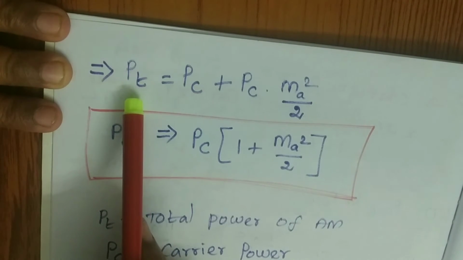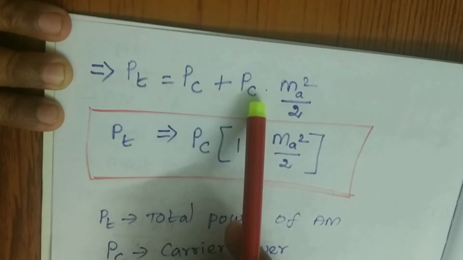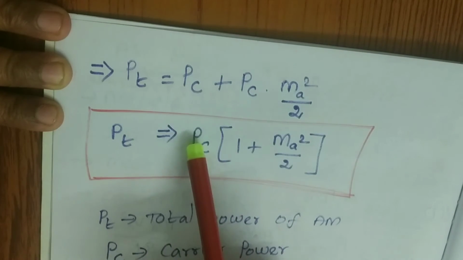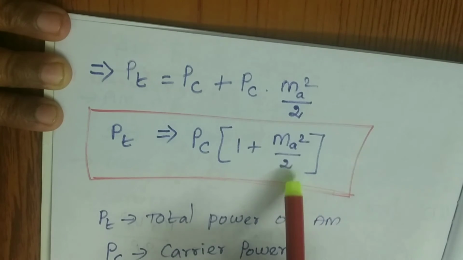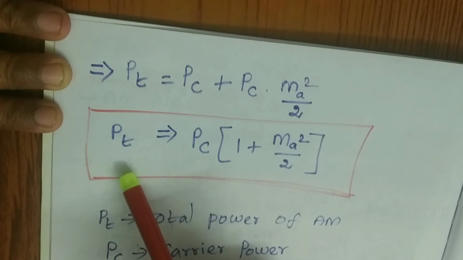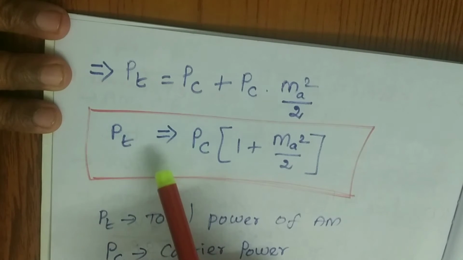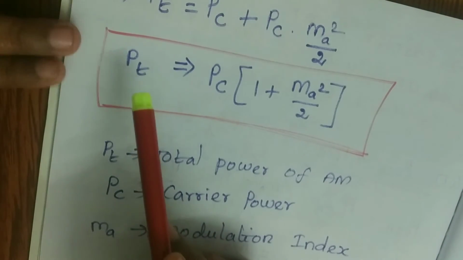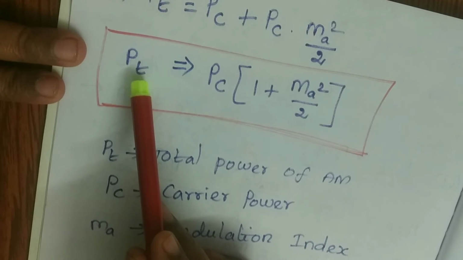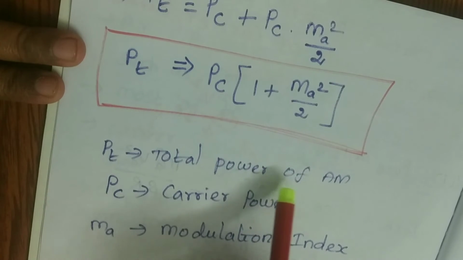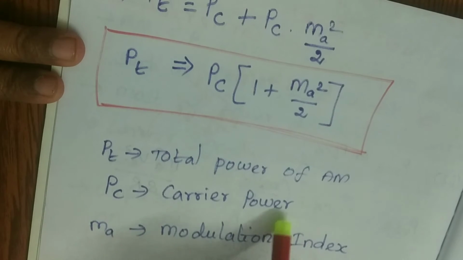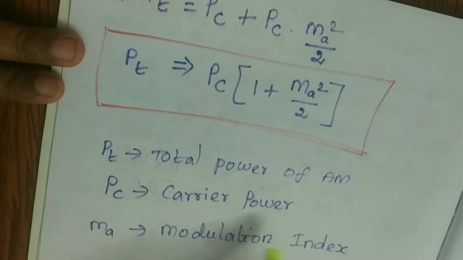Therefore total power is equal to PC plus PC into ma squared by 2. We are taking PC outside, so you will be getting PC into 1 plus ma squared by 2. So this is the total power expression for amplitude modulation. PT is nothing but total power of amplitude modulation, PC is nothing but carrier power, and ma is the modulation index.